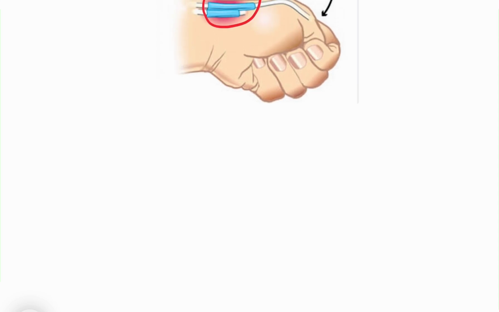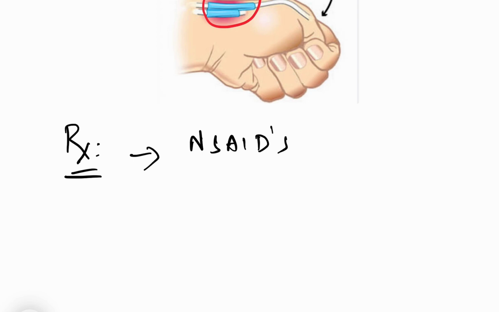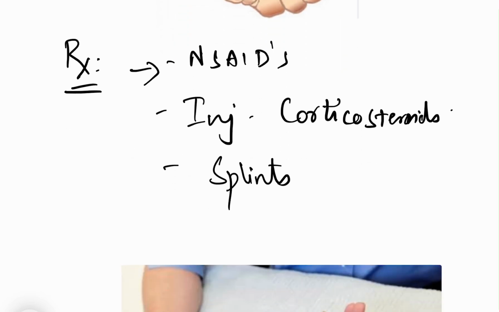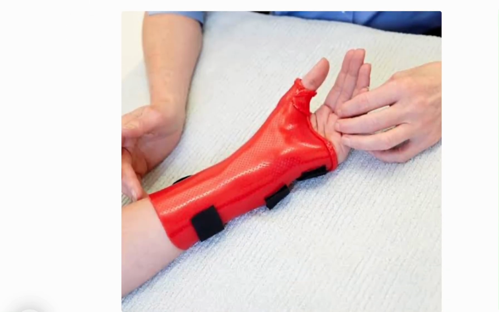If it is confirmed, then what is the treatment? Generally it is a self-limiting disease, so it will resolve by itself, or the treatment can be analgesics or painkillers like NSAIDs, or injections of corticosteroids. Corticosteroids are very helpful. Then physiotherapy, and even splints can be given. This is a typical splint to immobilize the thumb.